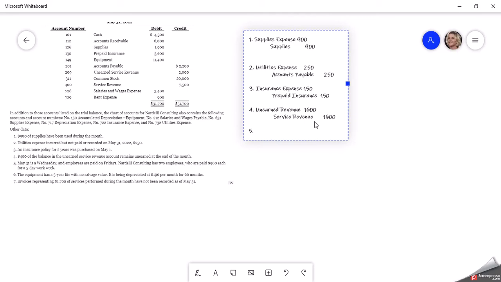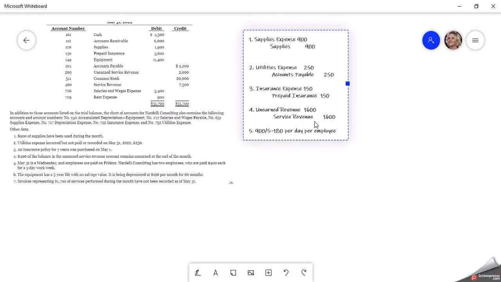And number 5 says May 31st is a Wednesday and employees are paid on Fridays. This consulting company has 2 employees who are paid $900 each for a 5-day work week, which would be $180 per day per employee.